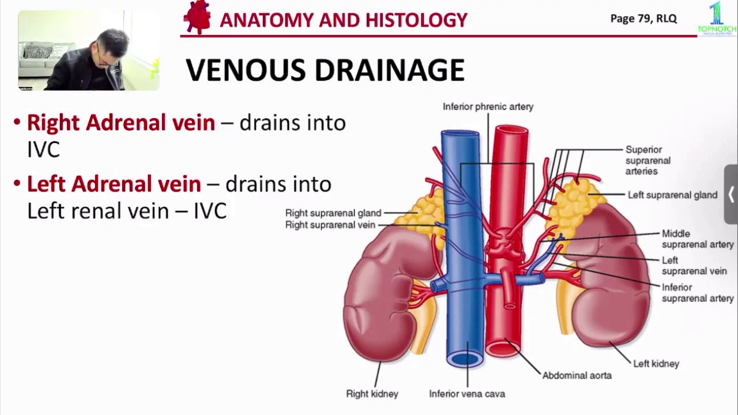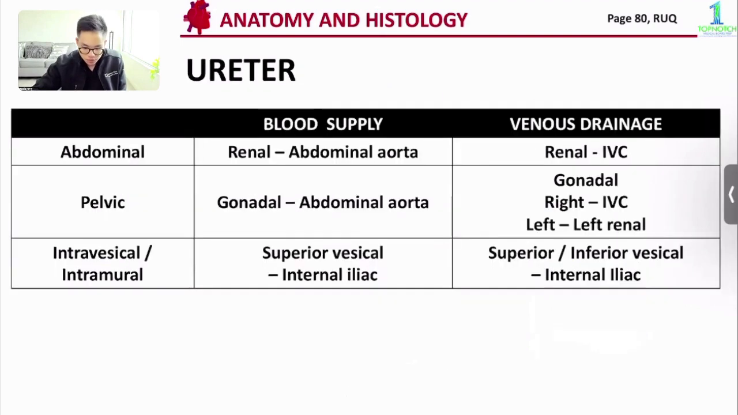Also, I think an important difference between the two. Okay, so this is what I was saying earlier, this is for the ureter. The ureter also has different blood supply in each area. If it's within the abdominal area, it's going to be the renal from the abdominal aorta. If it's within the pelvic area, as it courses through, it's going to be the gonadal from the abdominal aorta. And if it's within the bladder already, it's going to be superior vesical. The corresponding venous drainage is very similar as well. You have renal, you have your gonadal, and then the superior, inferior from the internal iliac vein.